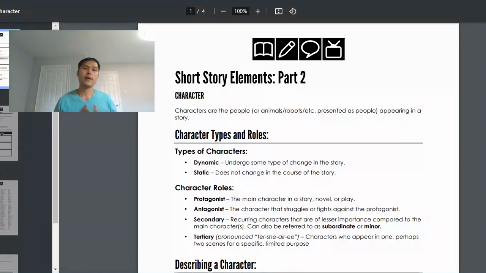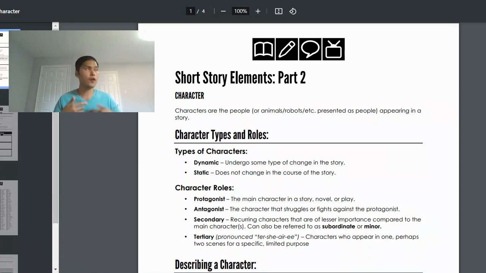So now we are on short story elements part 2. In part 1 we looked at plot and setting, but now it's important that we look at character. Characters are people, animals, robots, etc. that appear in a story. Within these characters there are two types, dynamic and static.